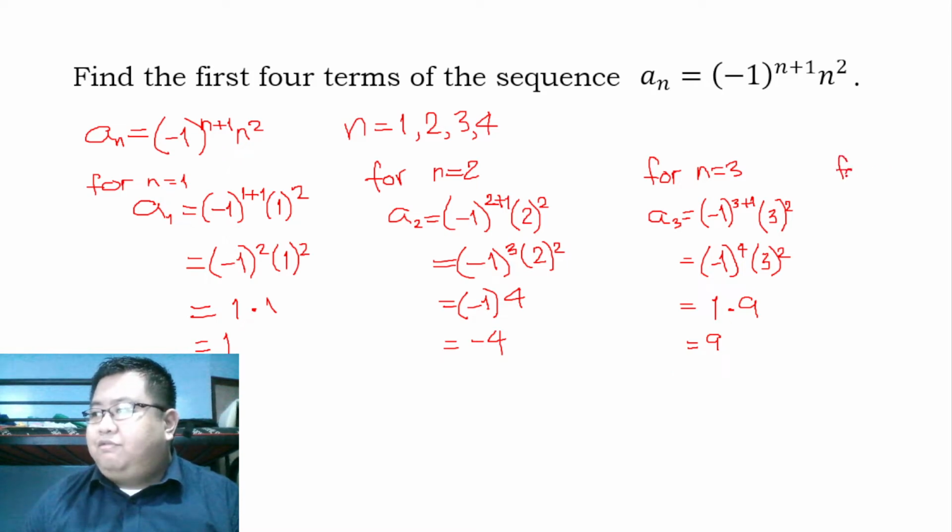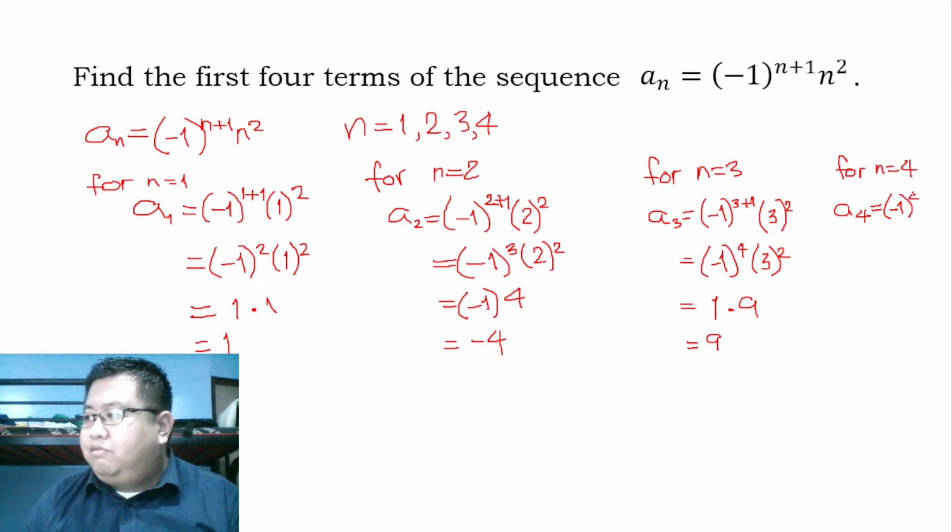Finally, we have n equals 4. A sub 4 is equal to negative 1 raised to 4 plus 1, times 4 squared. Sorry for the space constraints. Okay. Negative 1 raised to 4 plus 1 is 5. And then we have 4 squared.